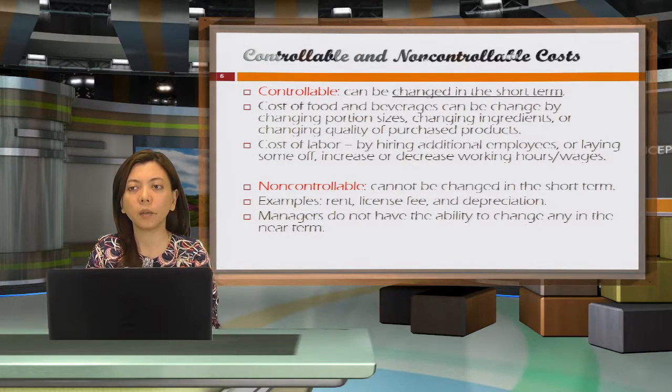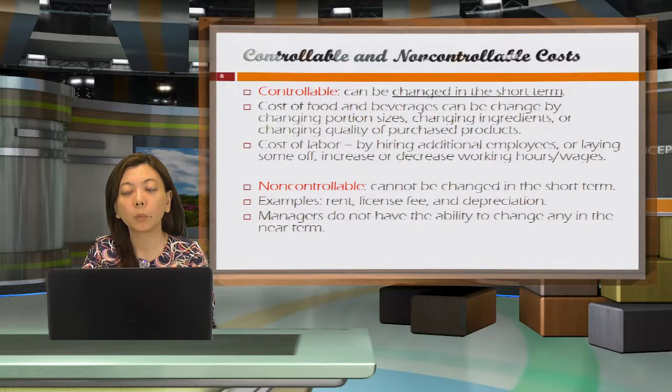Costs can be further broken down into controllable and non-controllable costs. Controllable costs can be changed in the short term. So the cost of food and beverages can be changed by changing the portion size, changing the ingredients, or changing the quality of purchased products. If you want to gain more profit, then you can reduce your portion size. Or if you want to change the ingredients, maybe you want to take advantage of a seasonal product that is abundant in that period of time. And the last one is changing the quality of purchased products. Here it means you might want to consider trying a different brand which has the same quality, but a newer brand which usually sells more cheaply than the established brand.